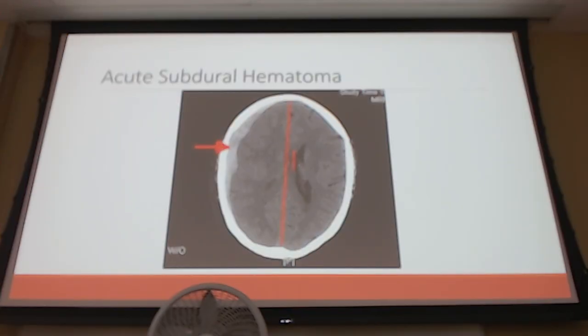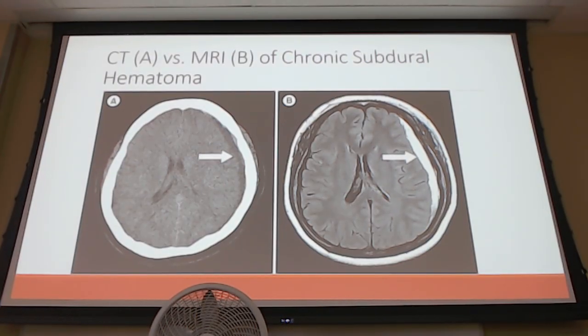So here's some images. This is an acute, so you've got that hyperdense area. And then as you move into your chronic, you'll see it becomes a darker area, or a hypodense area. So these are the common findings.